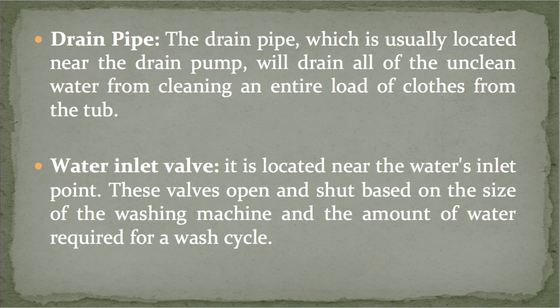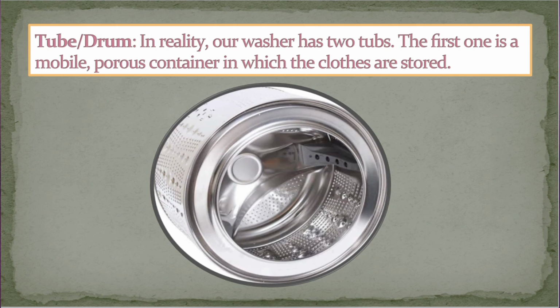Next, drain pipe. The drain pipe is usually located near the drain pump and it will drain out all the unclean water from the washing machine after cleaning the clothes. Next, water inlet valve. It is located near the water inlet points. These valves open and shut based on the size of the washing machine and the amount of water required for a washing cycle.